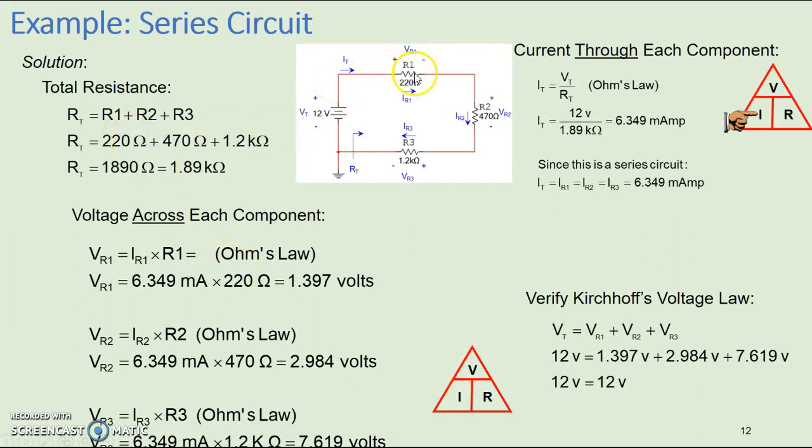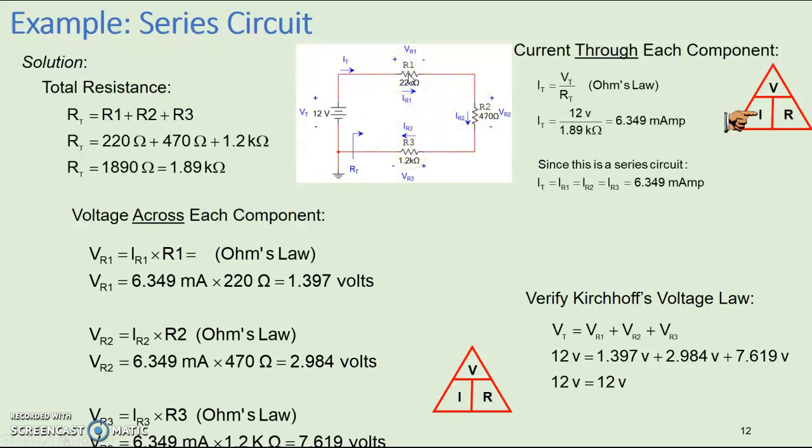Total resistance of the network is, because these three are connected in series, R1 plus R2 plus R3. And voltage across each component is obtained by first obtaining the current through each element. So total resistance is R1 plus R2 plus R3, and total current is V by R. V is 12 here and R is 1.89 kilo ohms. It gives the total current through the network, and the same current passes through all the elements. So IR1, IR2 and IR3 are the same.